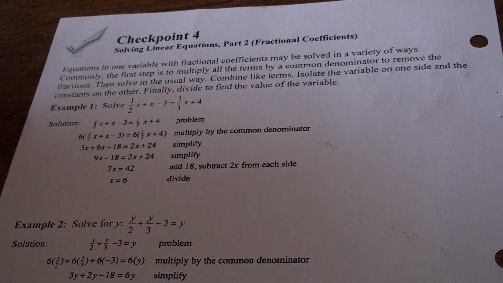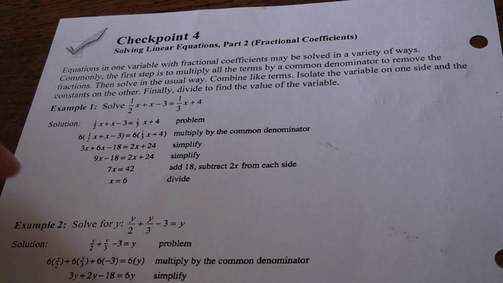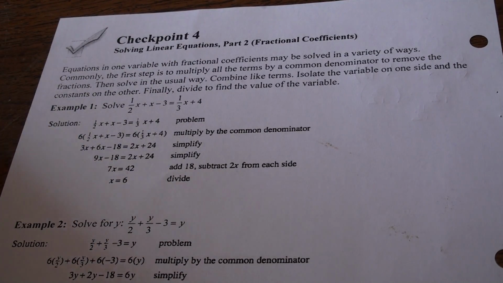One thing that they don't show you here, but that I would like you to do on your homework, is you need to go back and make sure that you check your answer. So you take 6 and plug it back in. 1/2 times 6 is 3, plus 6 is 9, minus 3 is 6. 1/3 times 6 is 2, plus 4 is 6. So it does work.